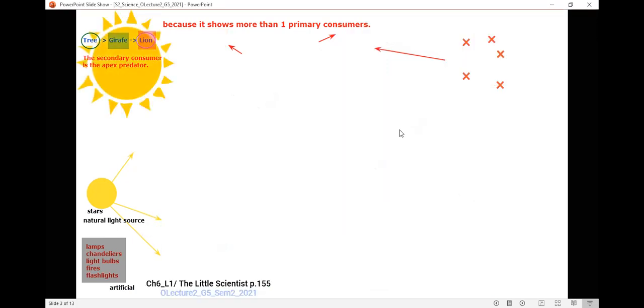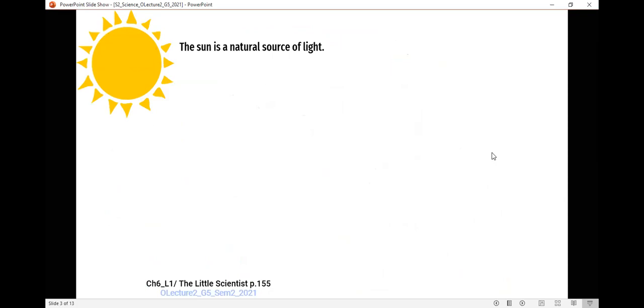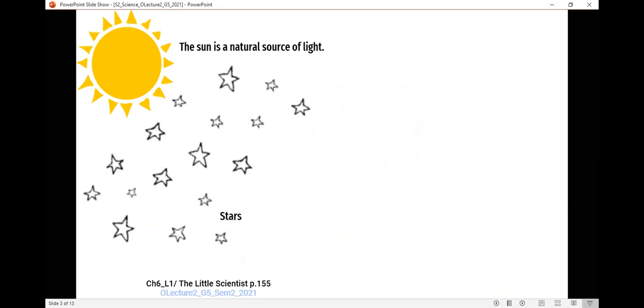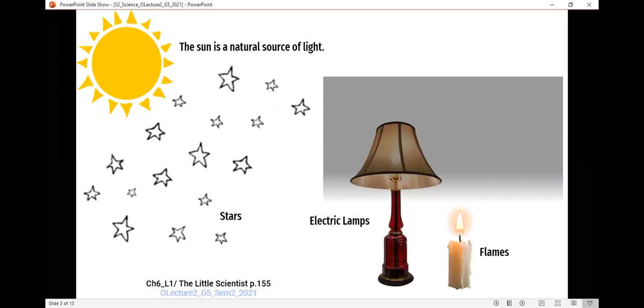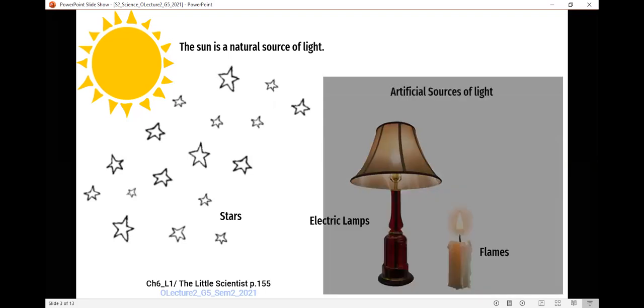Light sources are the objects or the things that provide us with light. The sun is the most important one on Earth. It's the main source of light on Earth. Stars also make light. Electric lamps and flames are also sources of light. The difference between the sun and stars on one side and the electric lamps and the flames on the other side is that the sun and the stars are natural, but the electric lamps and flames are artificial sources of light. So, there are two kinds of sources of light: natural sources of light or artificial sources of light.